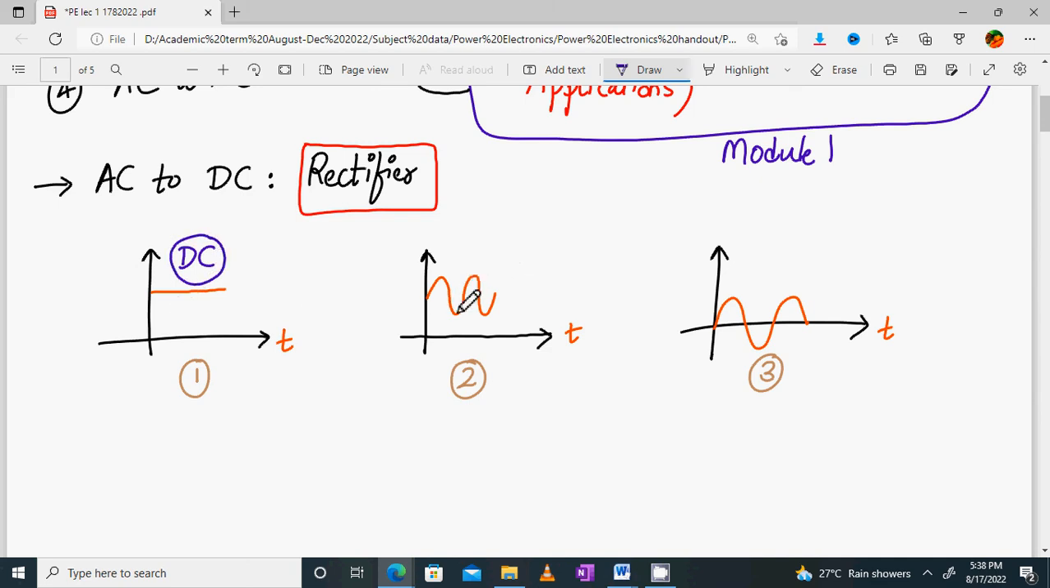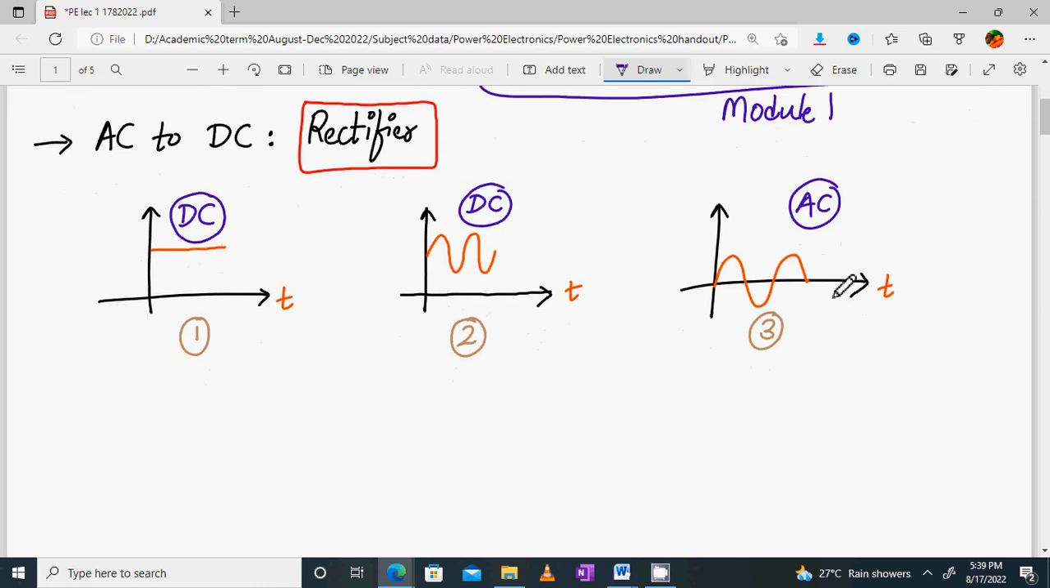Well, it appears to be an AC signal, but it's not. This also looks the same, right? So what is the difference between 2 and 3? Anyone? Yes. Waveform 2 is again a DC, and waveform 3 is an AC. Now, how did I make this distinction?